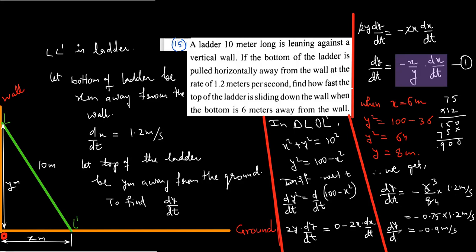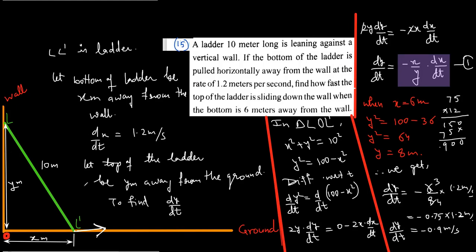Now what does this negative sign indicate here, students? See, negative sign is indicating that y is reducing. You see this? When you are pulling this bottom away from the wall, this L, which is top, is coming near to the ground. So y is decreasing. That is why the rate of change of y is negative. I hope you followed it.